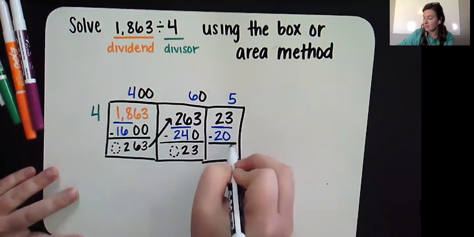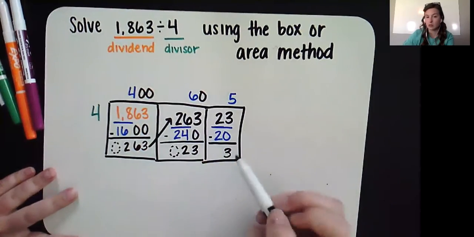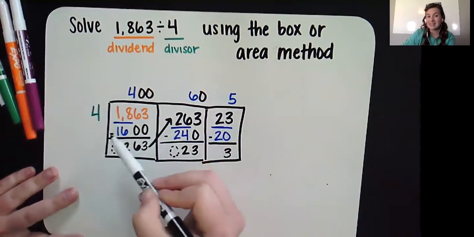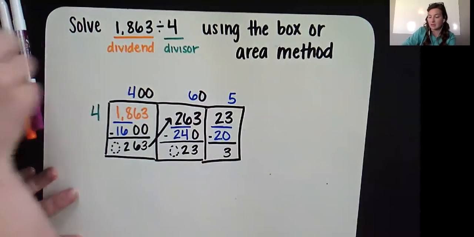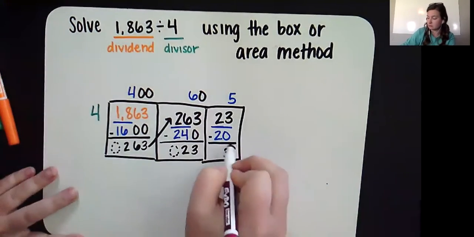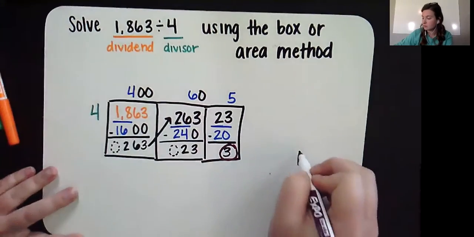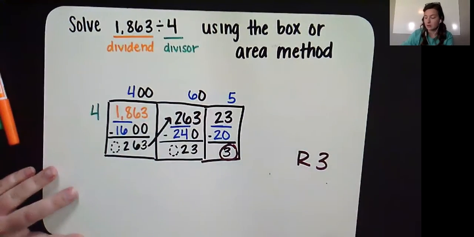So when I subtract, I'm left with 3. 3 is less than 4, so rather than making a new box, I know that that is my remainder. I'm going to go ahead and write that guy over here.